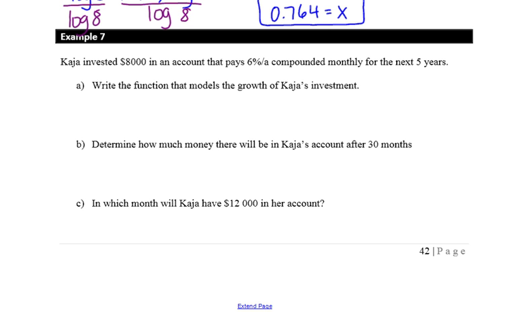Sweet. Okay, so Kaya invested $8,000 in an account that pays 6% compounded monthly for the next 5 years. Which formula is this one? The investment one. A equals P times 1 plus I over N, where I is your interest rate, or R over N, to the power of NT.